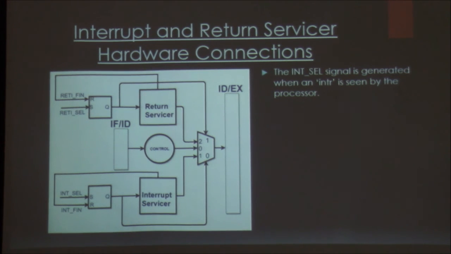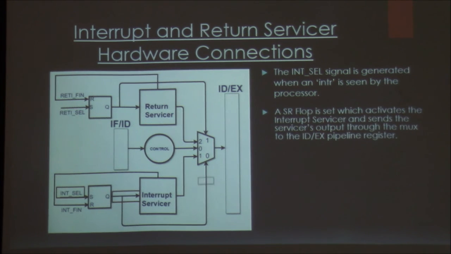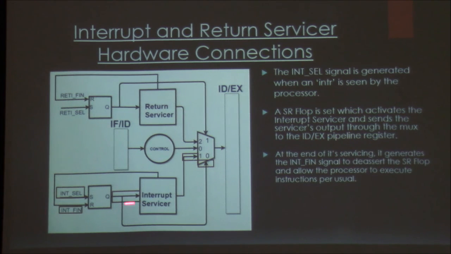In normal operation of the processor, the selects are just zeros and our normal control will pass through. You can see the interrupt select signal activating the mux and also allowing the data to pass through. When it's finished, it sends out a finish signal, and that resets the SR flop and allows normal operation to continue. The return servicer works exactly the same way, it's just a slightly shorter amount of time.